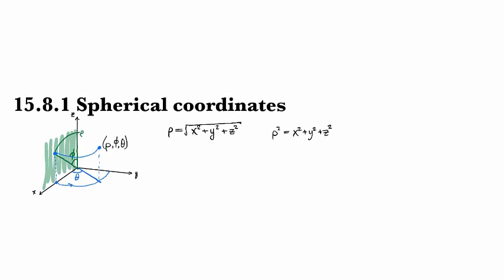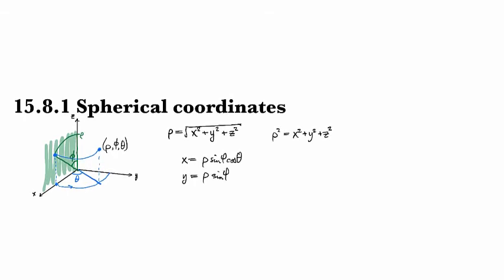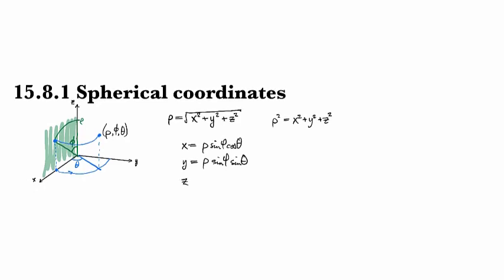And so the formulas for this coordinate transformation are that our x-coordinate is given by rho sine phi cosine theta, and y is equal to rho sine phi sine theta, and then z is given by rho cosine phi.